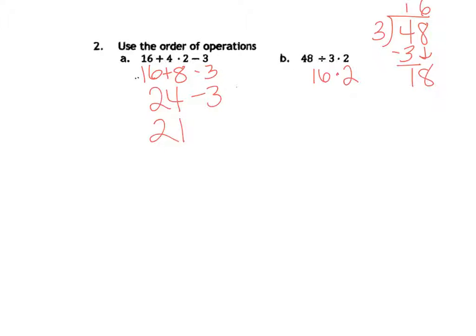16 times 2 is, we'll do it on the side of your paper if you don't know. 16 twice. You could do 16 plus 16, or you could do 16 times 2. 32. Okay, good.